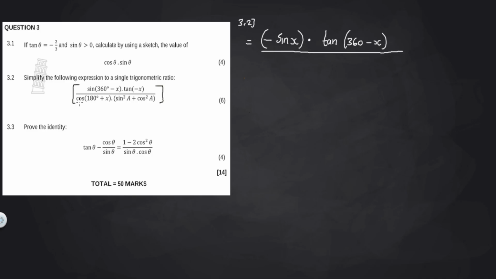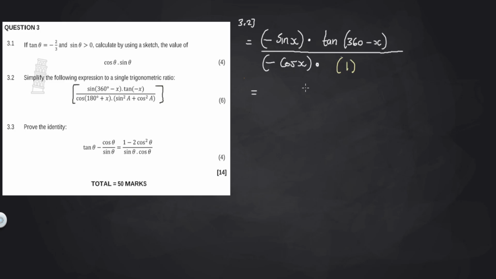Then we have cos 180 plus x. 180 plus x, it's in the third quadrant. In the third quadrant, cos is negative, multiplied by sine squared a plus cos squared a. This is an identity. It's equal to 1.